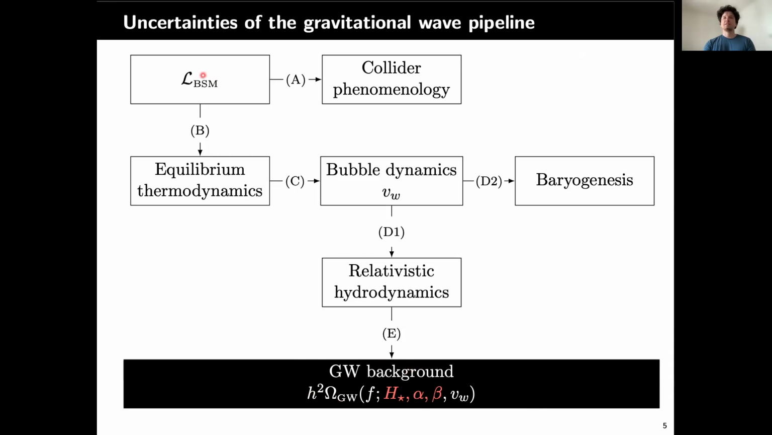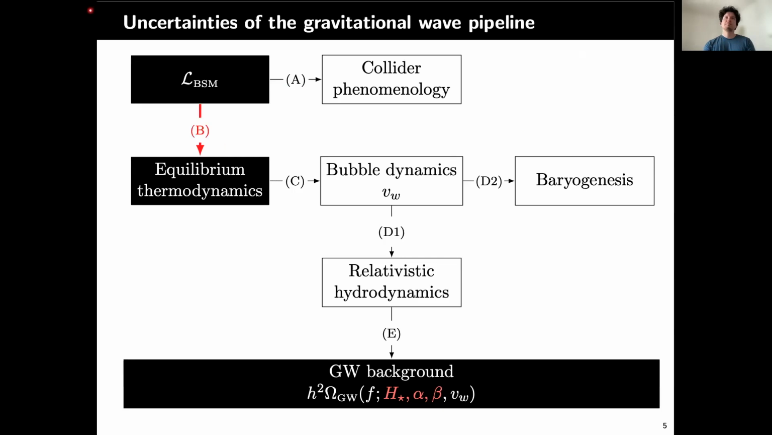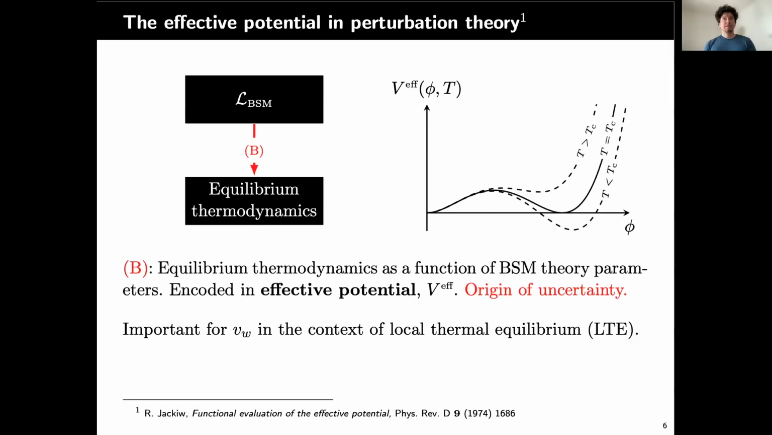Now, the connection between these theories and the background is through a multitude of different theoretical steps. Each of these steps has their own theoretical uncertainties, which means that they need to be under control. For that, I'll look at one of these parts of the pipeline, namely the connection between the beyond the standard model physics, or Lagrangian, with its equilibrium thermodynamics. And this thermodynamics is encoded in the parameters alpha and beta, which correspond to the strength of the transition, but also the time scale of the transition. So how to get these thermodynamic parameters? And the answer is using the effective potential, which is one of the main characters of this talk.